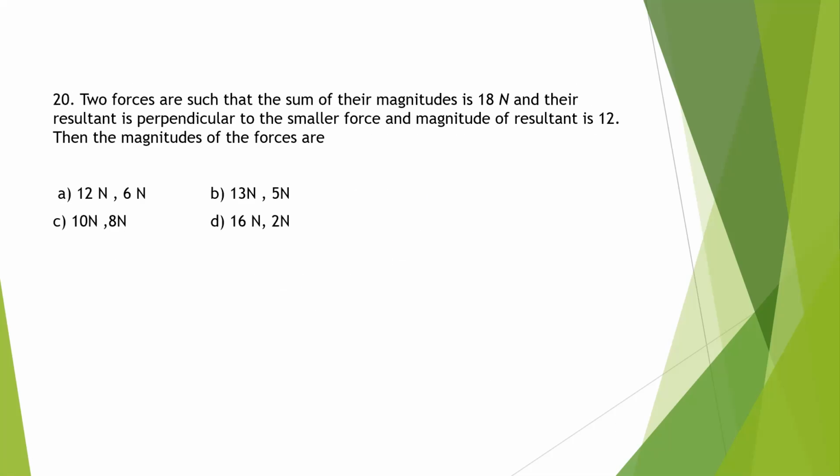Then our next question is: two forces are such that the sum of their magnitudes is 18 Newton, and the resultant is perpendicular to the smaller force, and the magnitude of the resultant is 12. Then the magnitudes of the forces are? The options are 12 and 6, 13 and 5, 10 and 8, 16 and 2. According to the question, you can draw one figure for understanding purposes.